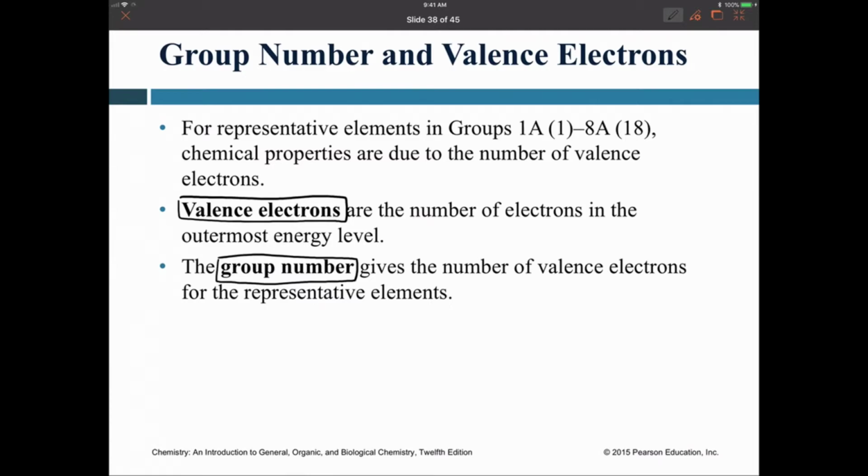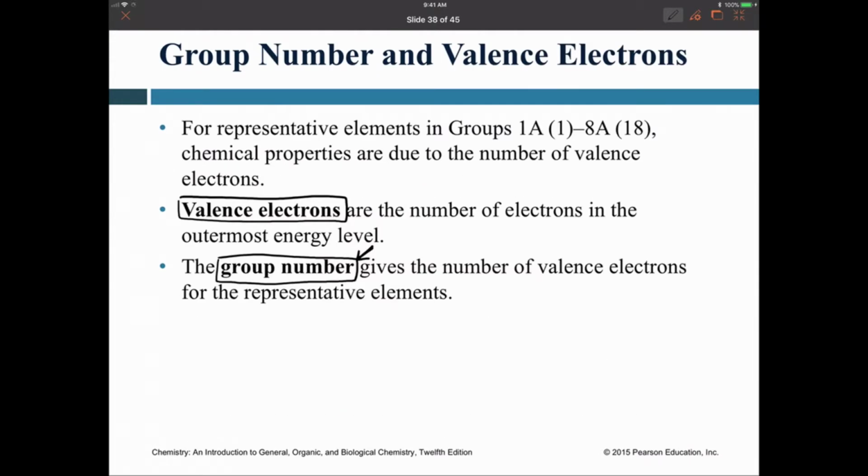This must be important. Valence electrons are the number of electrons in the outermost energy level. Write that down, put stars around it, underline it 3 or 4 times. And the group number gives the number of valence electrons for the representative elements. Remember, representative elements are anything that's not a transition metal, for the most part. There are exceptions, but for the most part, that's true.